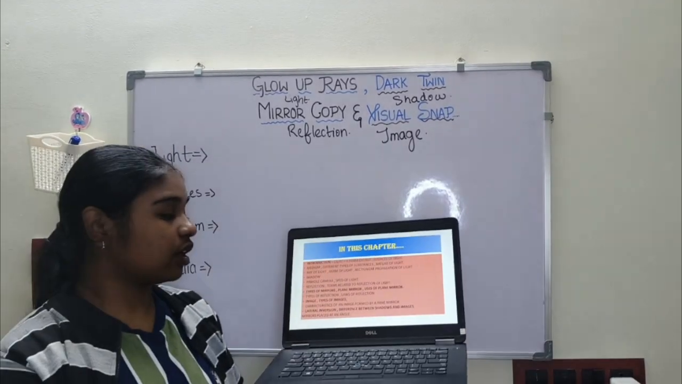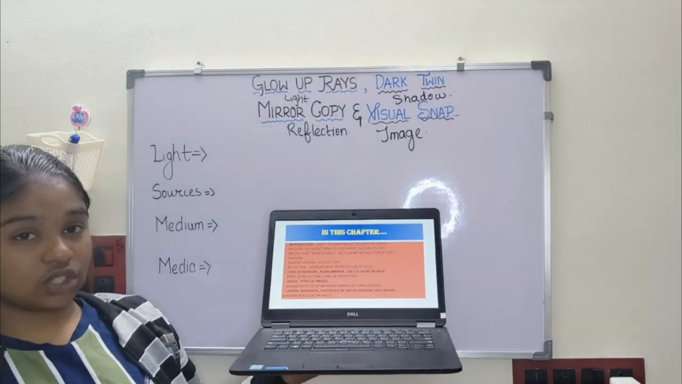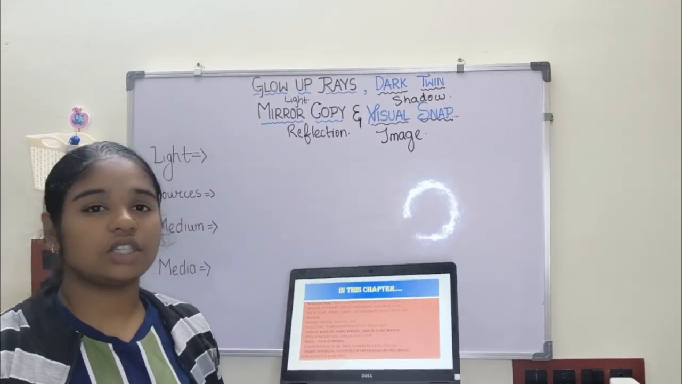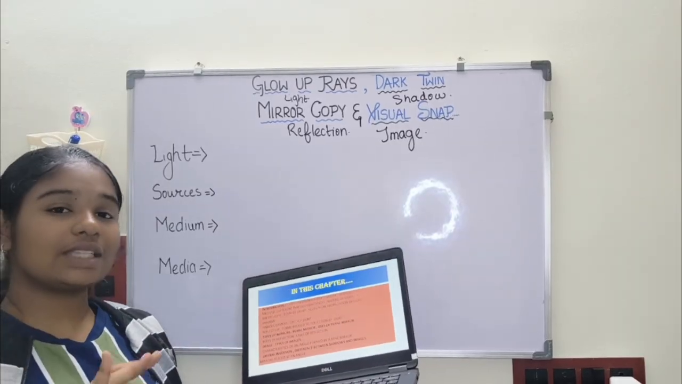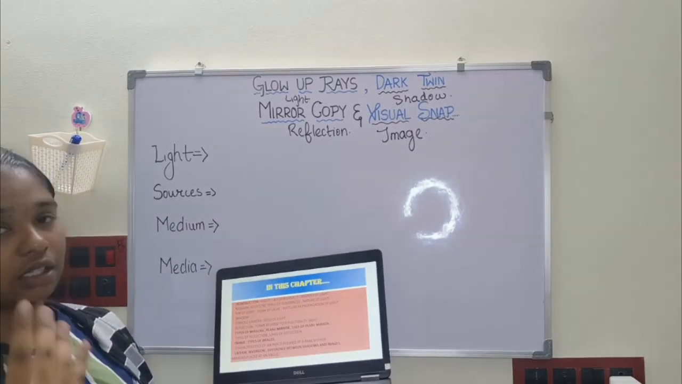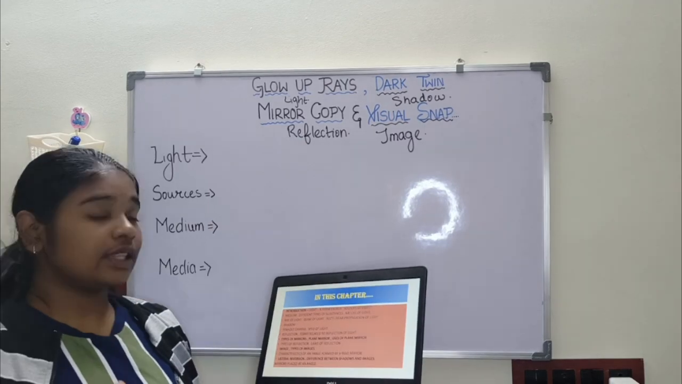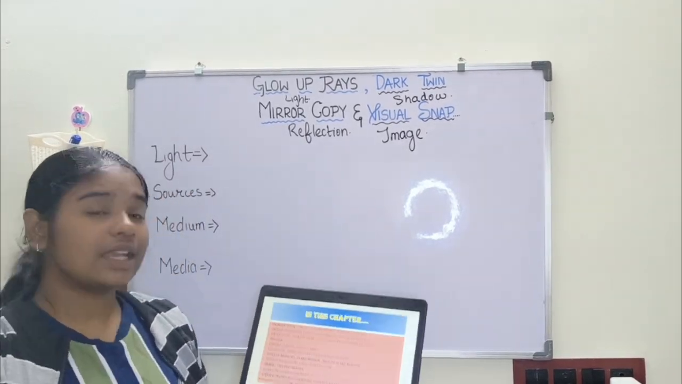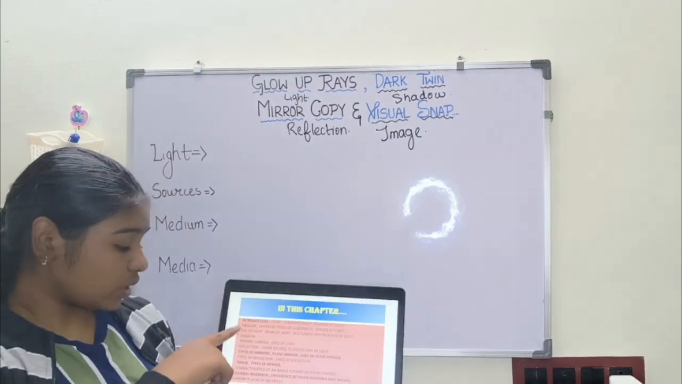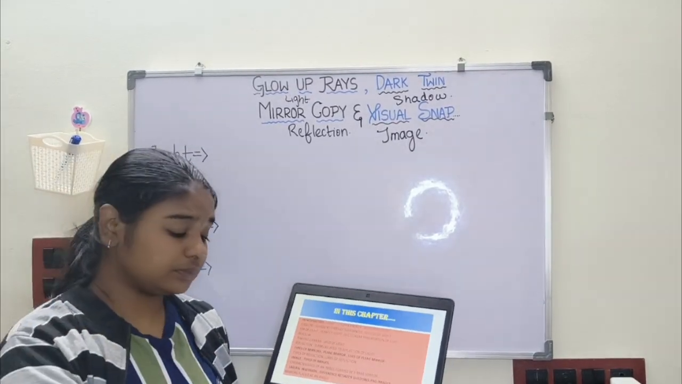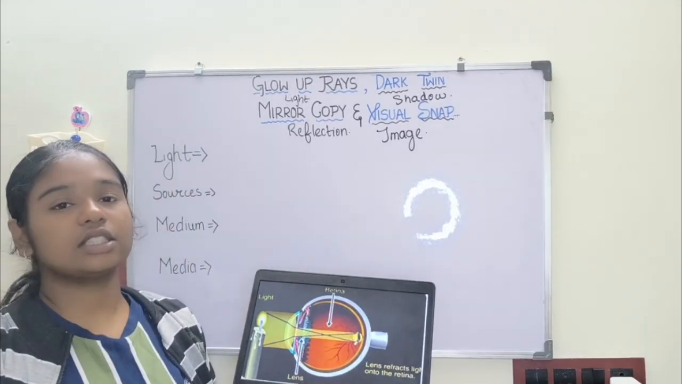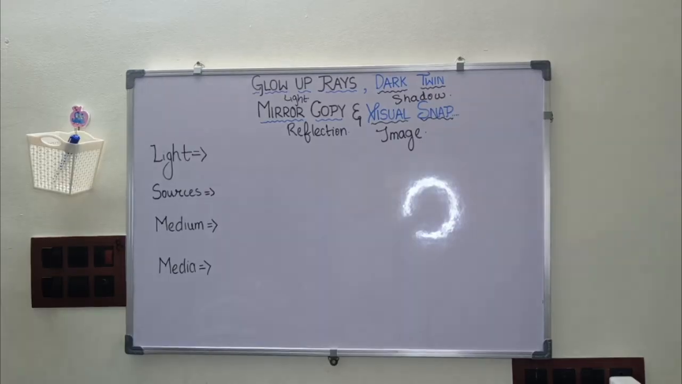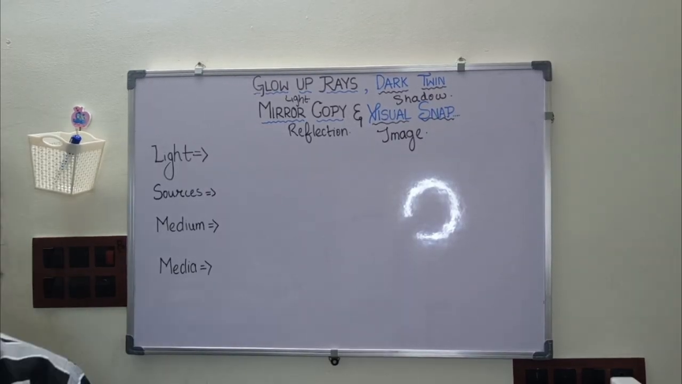So in this chapter we are going to cover this introduction. What is light? It is a form of energy. Then the mediums, the different types of substances, the nature of light, ray, beam, etc. You can see here the types of mirror. And this is the first topic which we are going to cover.